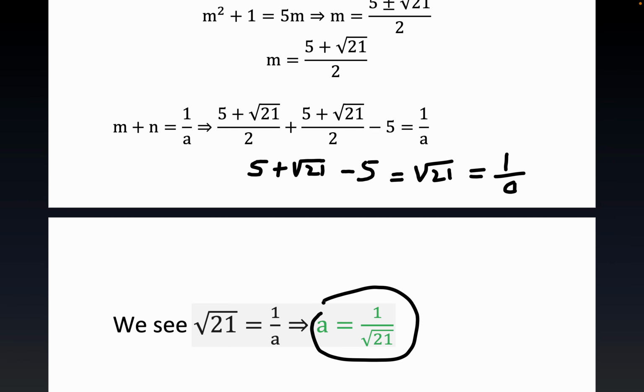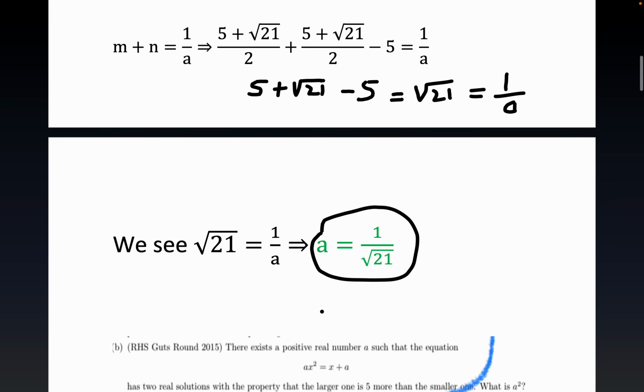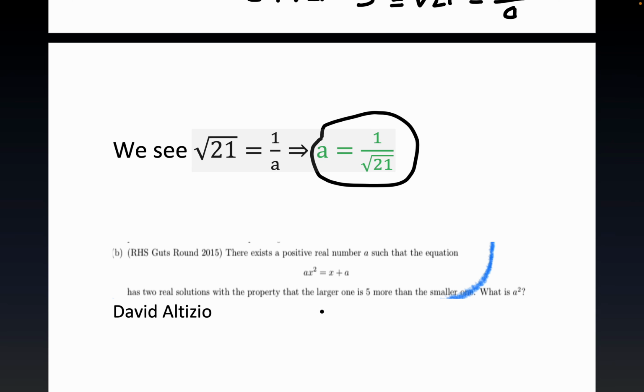Now, a gentleman by the name of, and I'll show you this. This is what I wanted to show you at the very end. This gentleman, David Altizio, I guess, created this problem for this RHS Guts Round 2015. And he wanted to know what a squared was for whatever reasons. You know, maybe he had a clever way of finding that without going to all the trouble I've gone through. So the actual answer here would just be 1 over 21 if you were looking to answer his question.